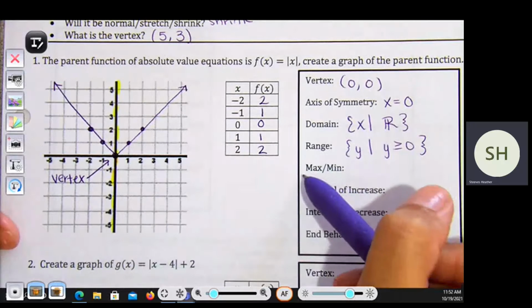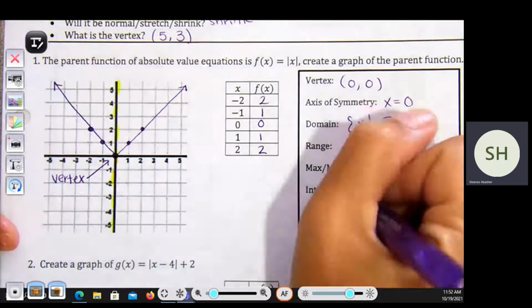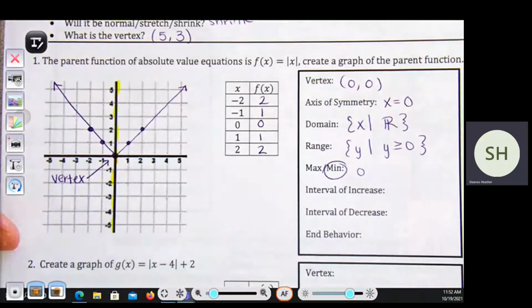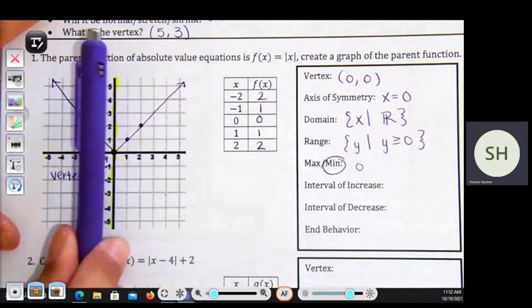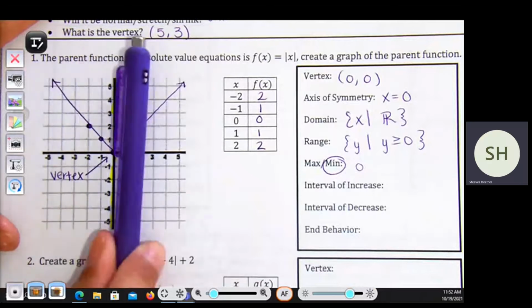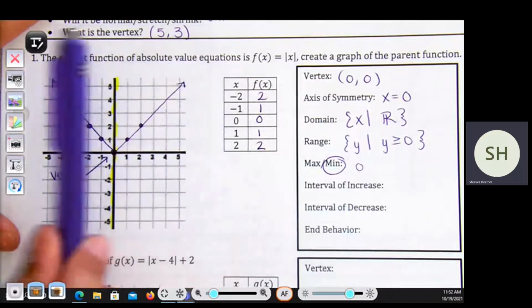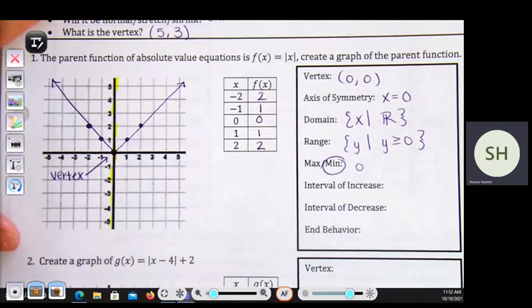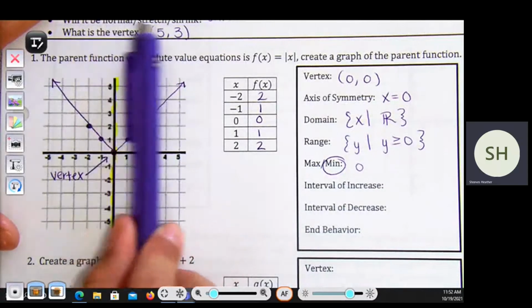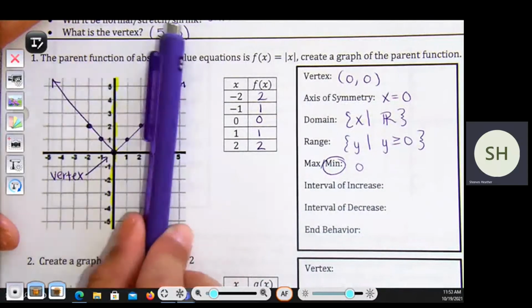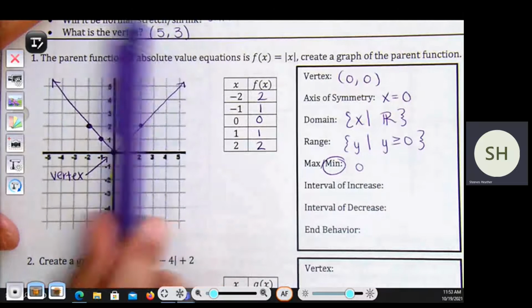Does this have a maximum or a minimum? Minimum, and the minimum is 0. The intervals of increase, you have two sides of your graph. You have the left side, and you have the right side. Which side, left or right, is increasing? The right side. The right side is increasing. At what X value does it start increasing? 0.